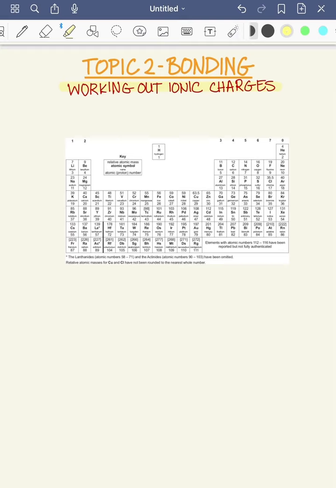Let's have a look at working out ionic charges of your elements converted into ions using the periodic table. You should be able to do this for a lot of your metals and a lot of your non-metals when it comes to ionic bonding. So please watch my previous videos if you just cannot remember how to do that, but just a quick little trick. Everything in group 1 has 1 electron in its outer shell.